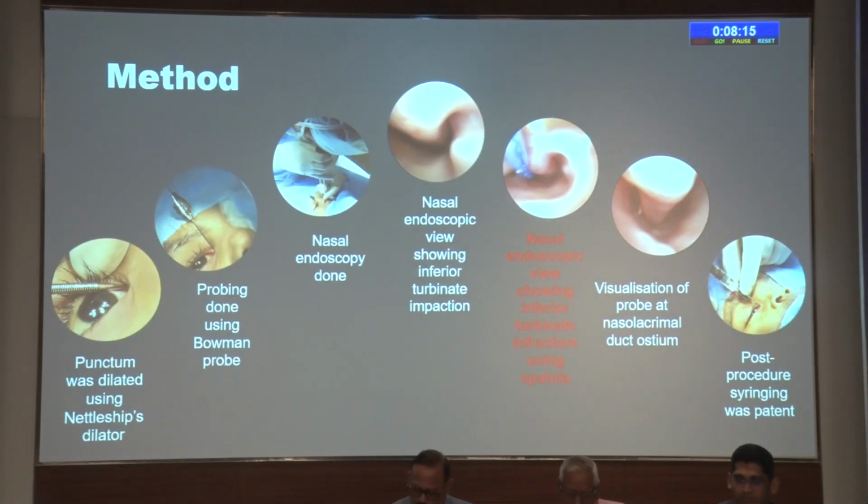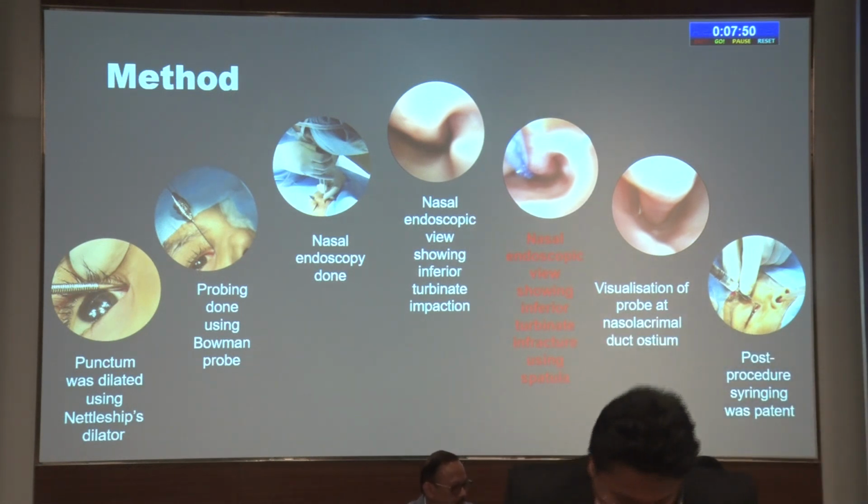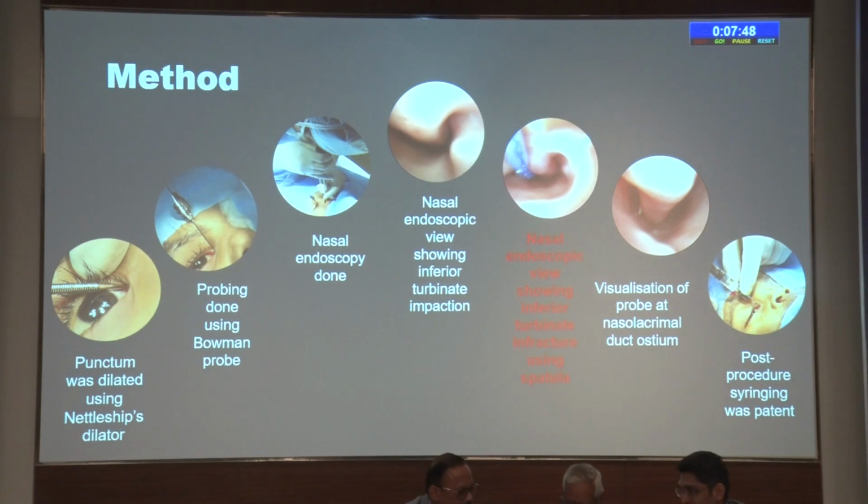Under general anesthesia, the punctum was examined for nasal pathology, and the upper punctum was dilated using the Nettleship dilator, and the probing was done with an age-appropriate Bowman probe. After finding a bony block, nasal endoscopy was done to identify the distal end of the nasolacrimal duct, inferior meatus, and inferior turbinate position.